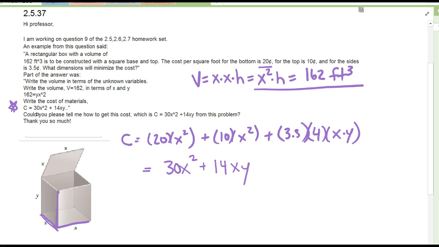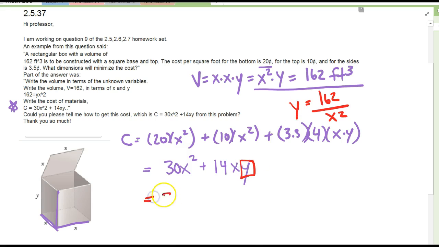The next step on this would be to solve for h in the volume function, and I get 162 over x squared. Oh, sorry about that. I used h. Your book uses y. Y might make a little more sense. I'm thinking h for height, but your book uses y, so I want to be consistent there. So I solve for y in terms of x, and I plug that in here.